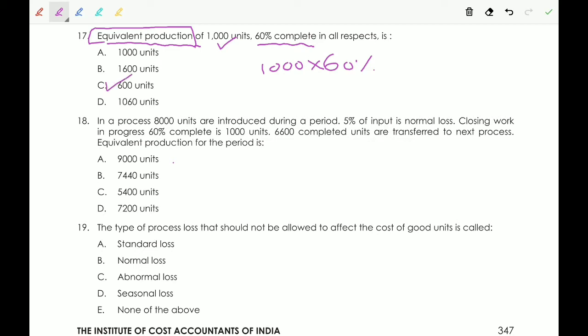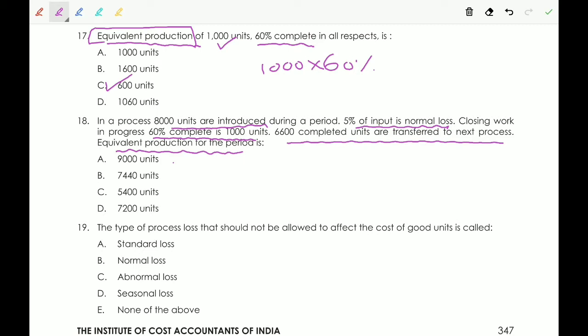Next, in a process 8000 units are introduced during a period. 5% of input is normal loss. Closing work in progress, 60% complete, is 1000 units. 6600 completed units are transferred to the next process. Here we are asking for the equivalent production for the period. How many equivalent units for the period?